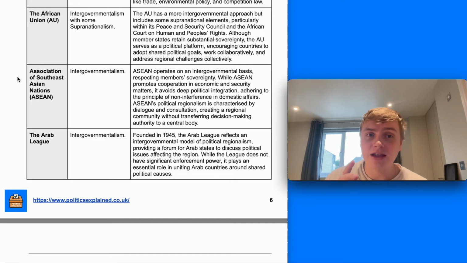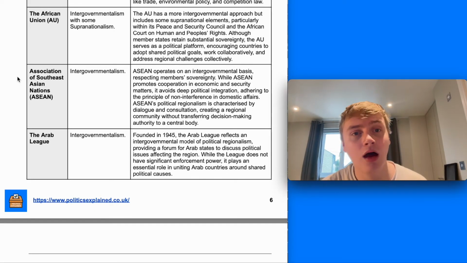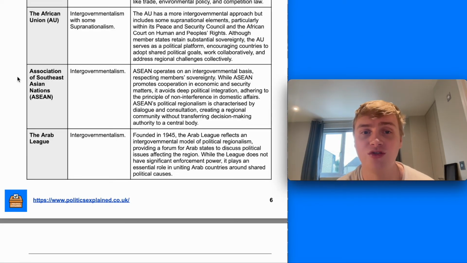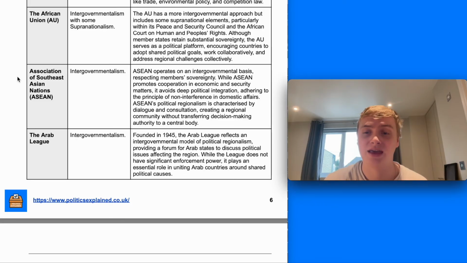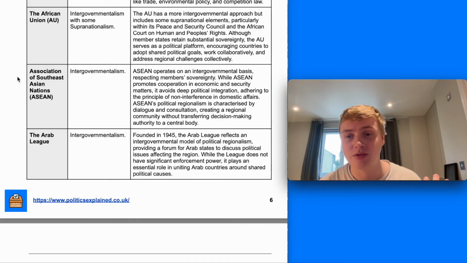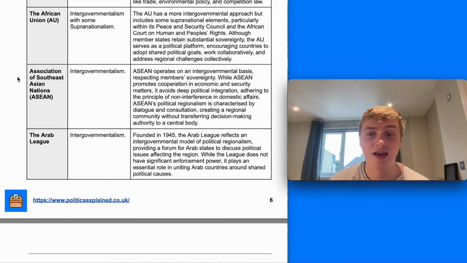The African Union is primarily intergovernmental with some supranationalism. And the supranational elements are particularly in security regionalism within its Peace and Security Council and the African Court on Human and People's Rights. So although member states retain almost complete sovereignty, it serves as a political platform encouraging countries to adopt shared political goals. ASEAN and the Arab League are completely intergovernmental. So member states retain complete national sovereignty, can veto any decision, and it's simply countries coming together to cooperate when they all agree, which they often do on economic matters, for example, on free trade agreements, because it's in all of their shared interests and they can therefore come to agreement without one country vetoing it.